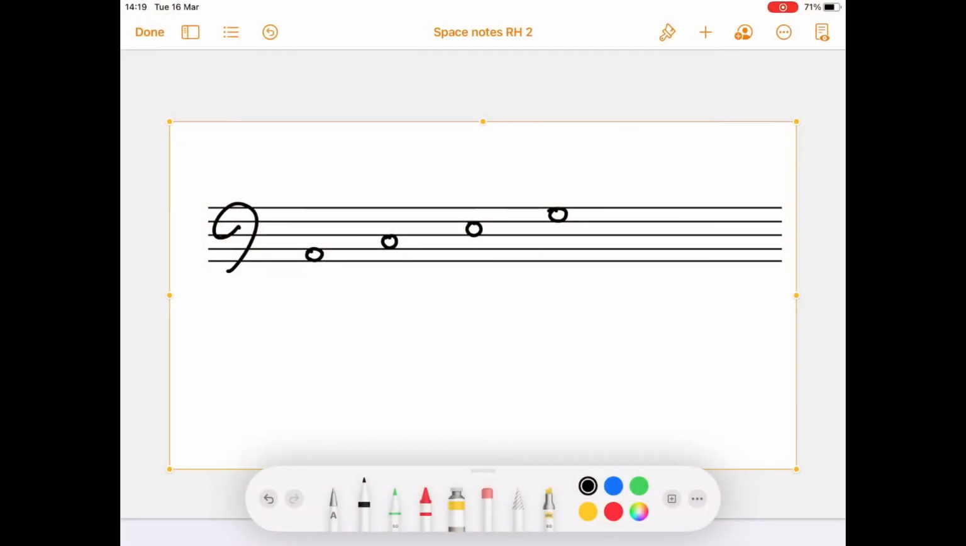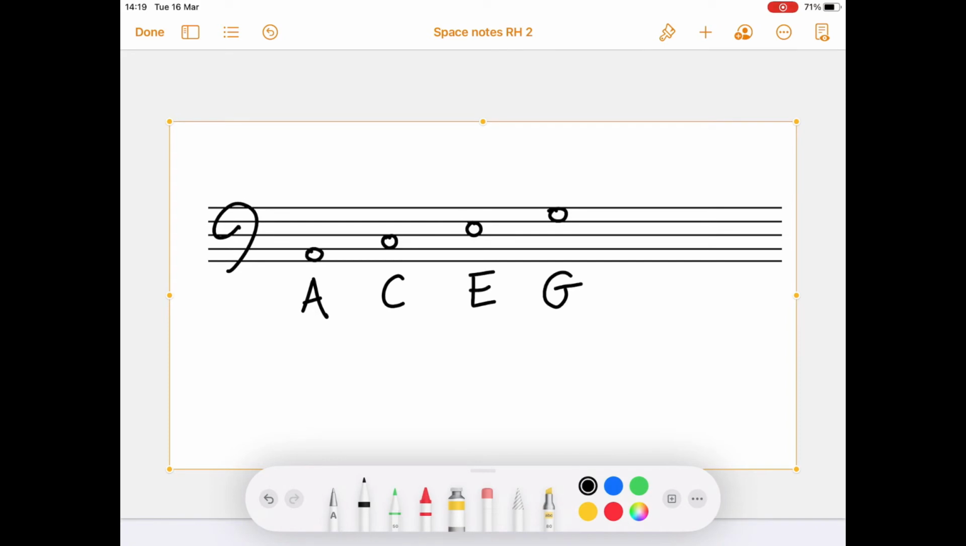Now we're going to take a look at the notes in the bass clef. So first, let's start with the notes that come in the spaces of the bass clef. So they're going to be different to the right hand. We've got A, C, E, and the final one is G.